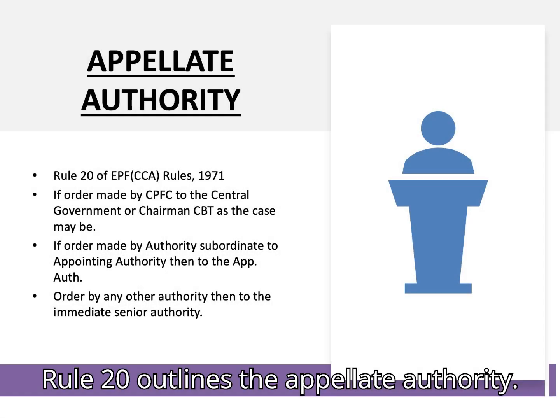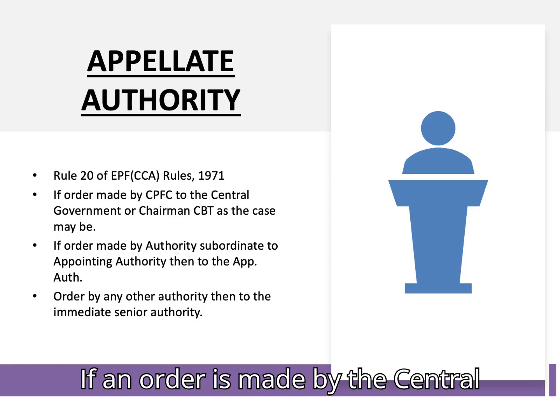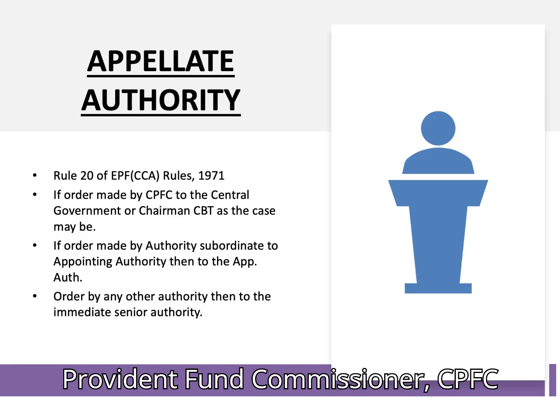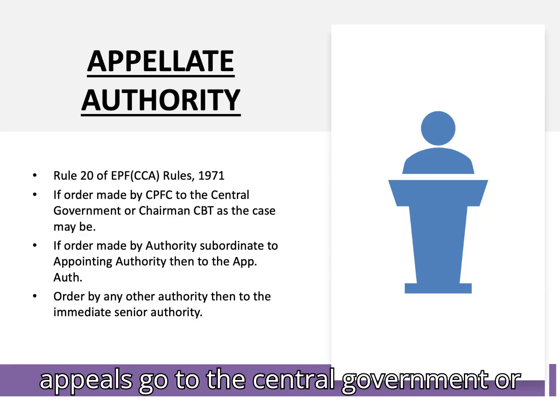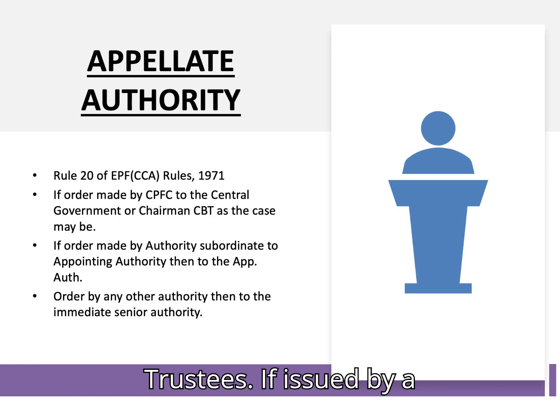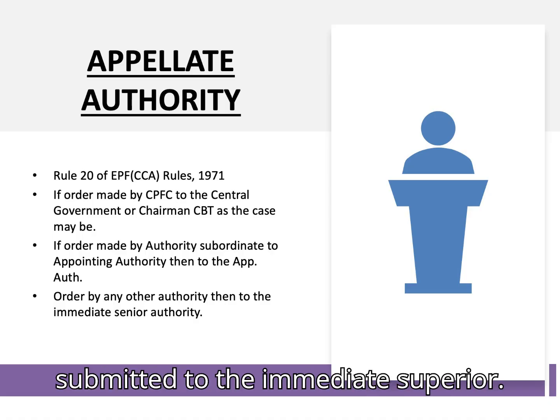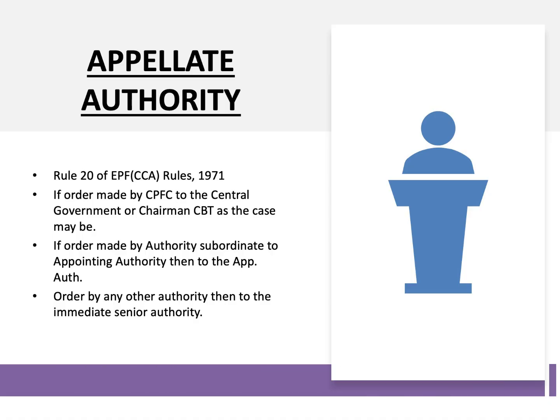Rule 20 outlines the appellate authority. If an order is made by the Central Provident Fund Commissioner, CPFC, appeals go to the central government or the chairman of the Central Board of Trustees. If issued by a subordinate authority, appeals are submitted to the immediate superior.